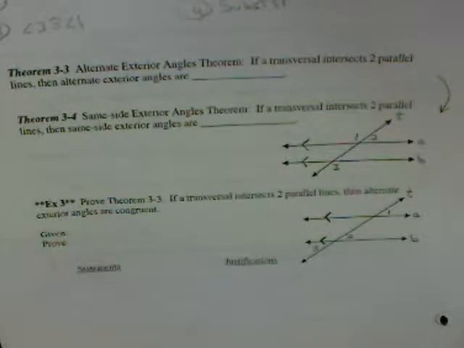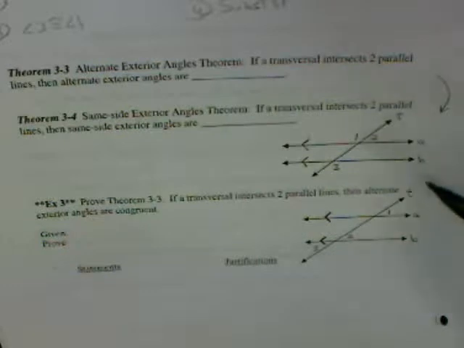Alright, math people, this is the second video for section 3.1, so this is part 2. We are on page 2 of the chapter 3 notes, and we're going to start here with theorem 3.3, the alternate exterior angles theorem. We're going to use this diagram for both of these theorems here to save a little space.